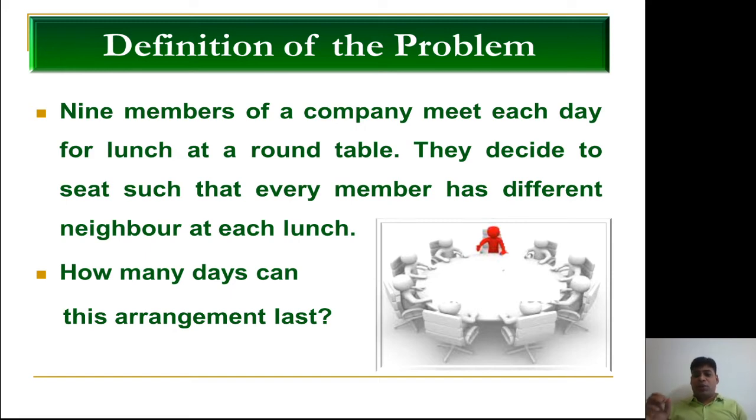So the question is, if this kind of arrangement is required for the lunch meeting every day, for how many days would this arrangement be possible? That means how many days will the boss find different neighbors, and how many days will every person in this group find different neighbors each day? That's the problem. What is the answer?